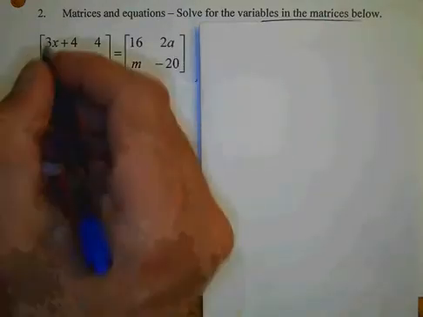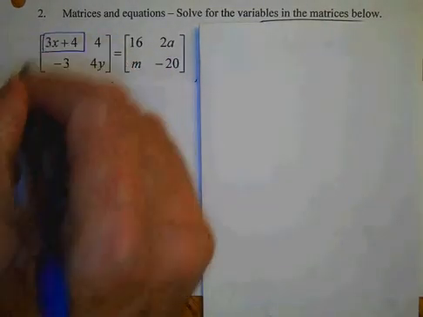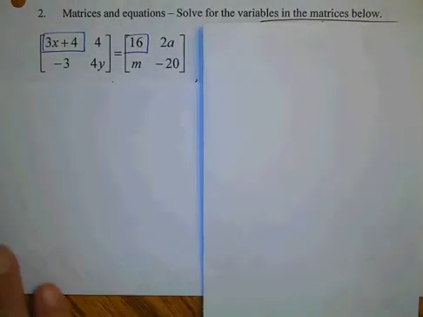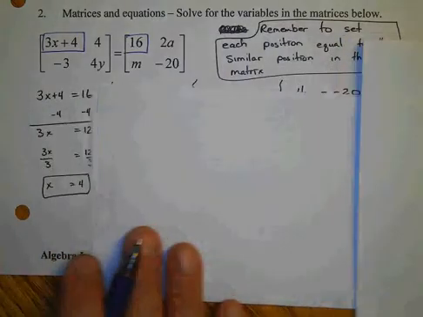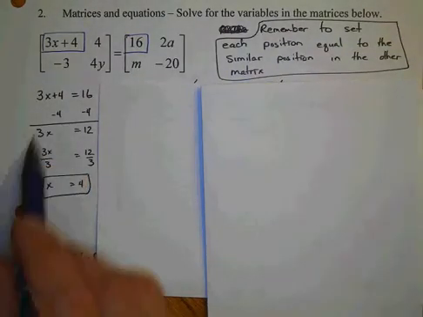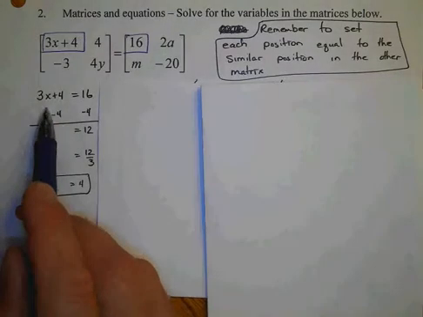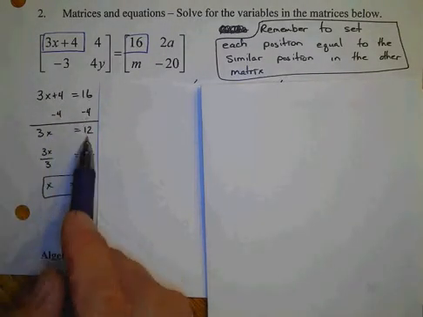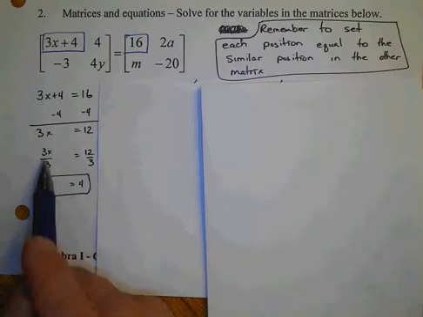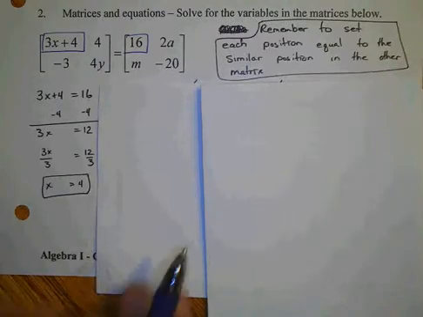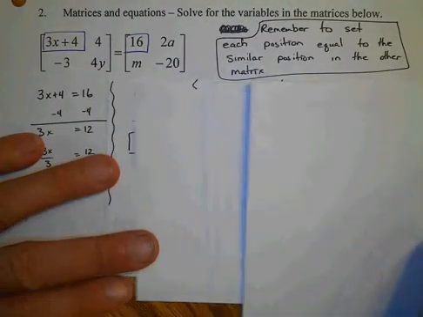Now what we're going to do is take the first element in the top left and set that equal to the first element in the top right. So here I have my working it out, and I'm going to set these equal to each other. So let's take a look at what I've done. I've set them equal to each other, subtracted 4, got 12, and then divided by 3 and got x equals 4.